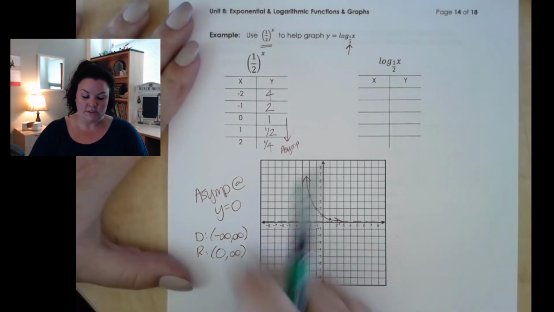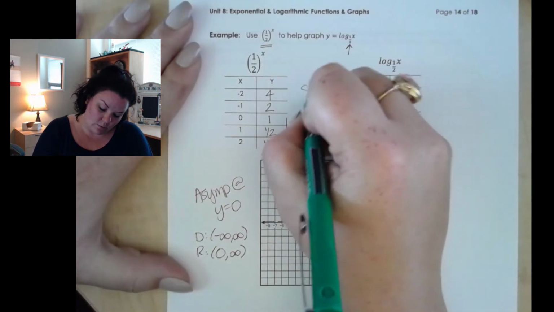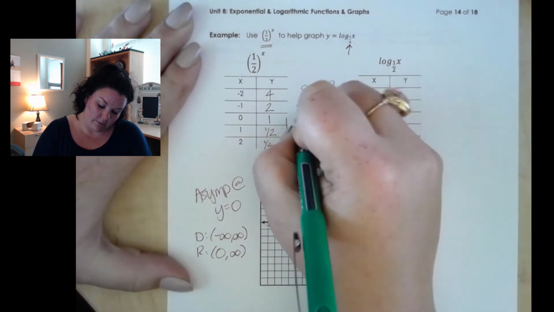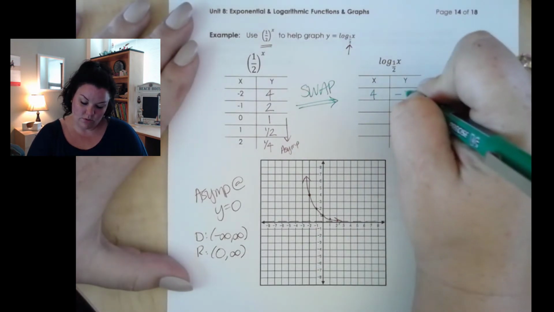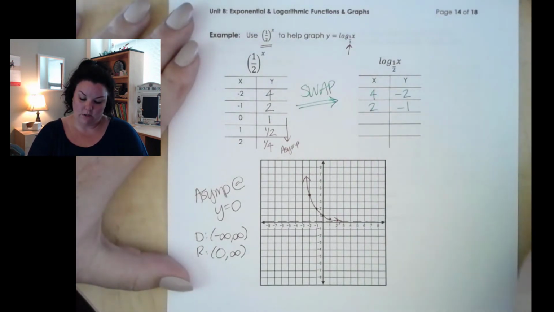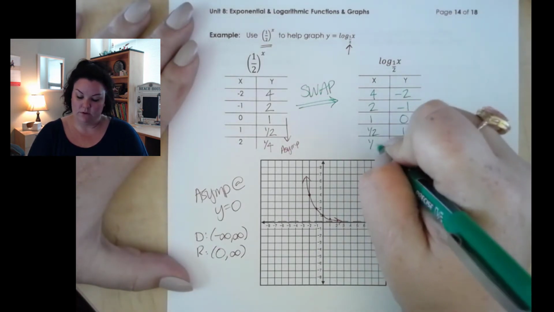So now we want to use this exponential table to come up with our log table. So we're just going to go ahead and swap all of our variables. So now we're going to get the points (4, -2), (2, -1), (1, 0), (1/2, 1), and (1/4, 2).